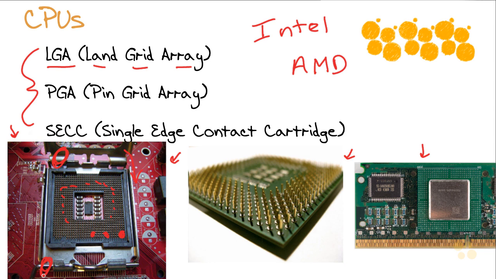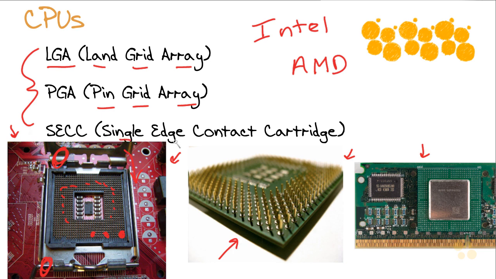So we gently place the chip in there that has contacts for those pins, then we lower the cover and secure the latch, and that's how we install a land grid array style CPU. What about the pin grid array? Well, as you might have guessed, the pins are on the CPU itself. So in the socket, there will be receptors for that style of CPU.